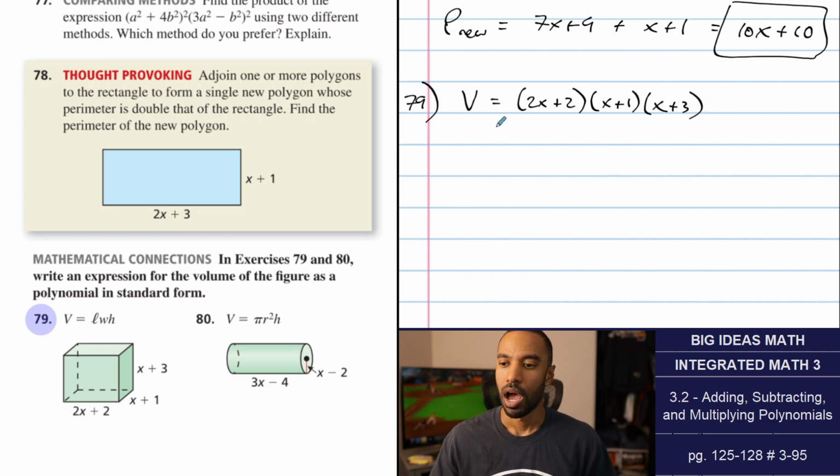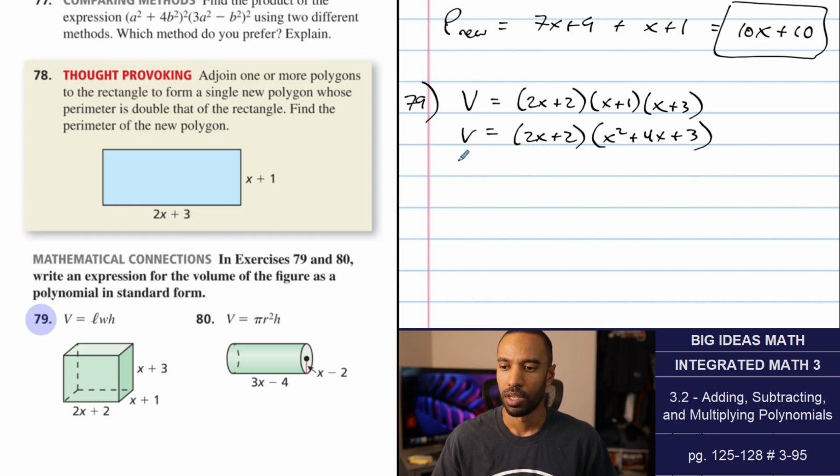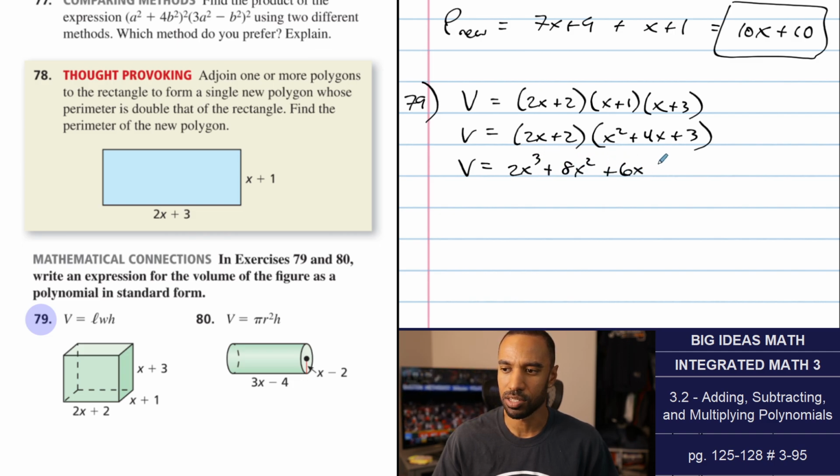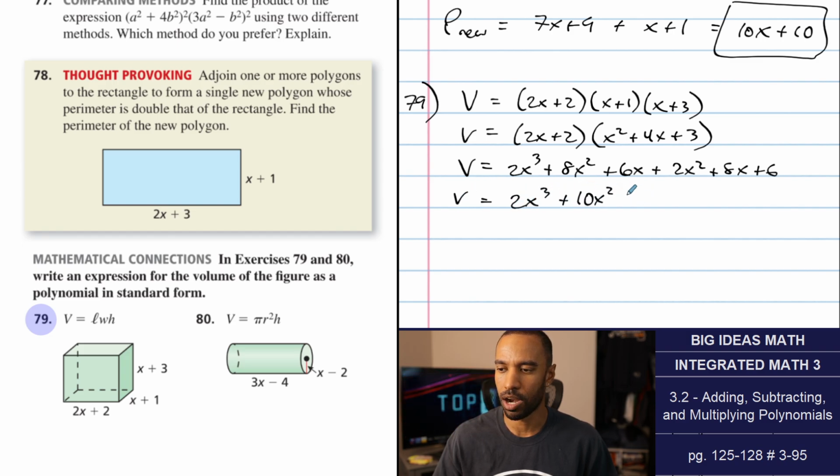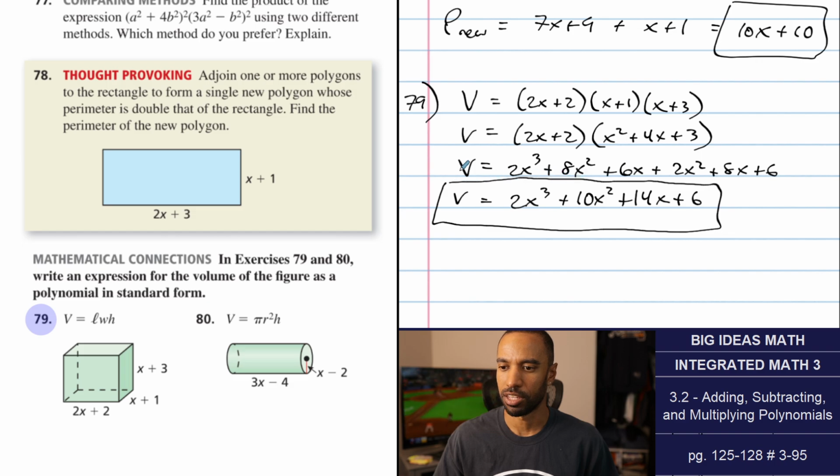I don't know. All right, I'm going to do one at a time. We'll do x plus 1, or two at a time. X plus 1 times x plus 3, which is x squared plus 4x plus 3. We'll now expand that: 2x is going to multiply by these, 2x cubed plus 8x squared plus 6x, plus 2x squared plus 8x plus 6, which gives me 2x cubed plus 10x squared plus 14x plus 6. This is in whatever cubic units. They don't actually have any units for this.